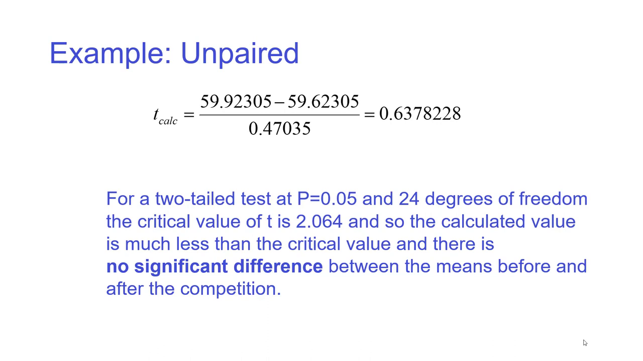This is not significant. For a two-tailed t-test with a p-value of 0.05 as its threshold and 24 degrees of freedom, you'd have to have a t-test statistic of 2.064. And this value is a lot less than that. So there's no significant difference between the means before and after the competition.